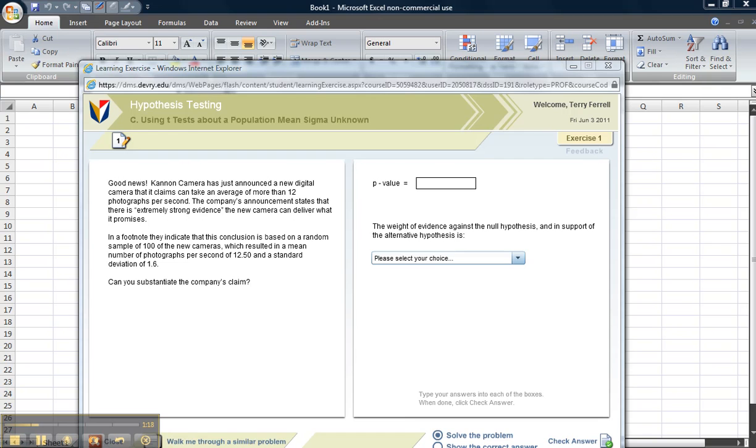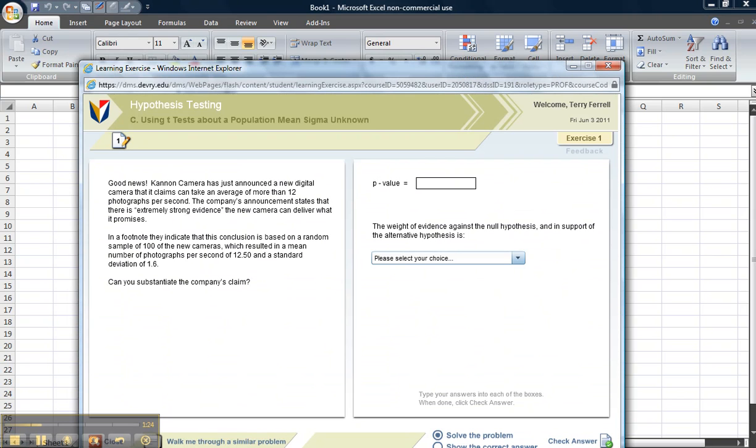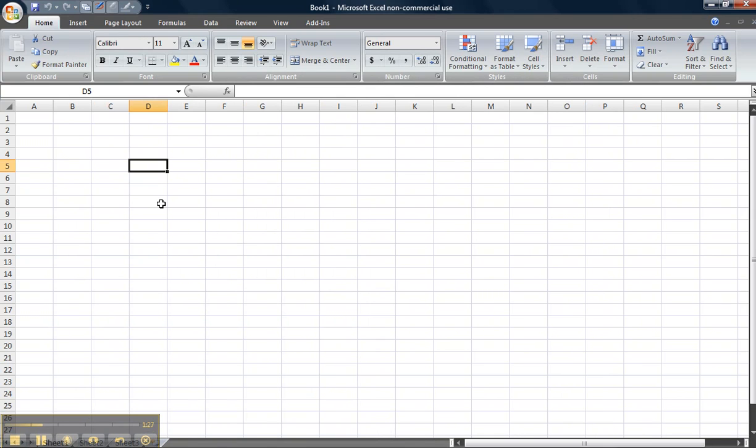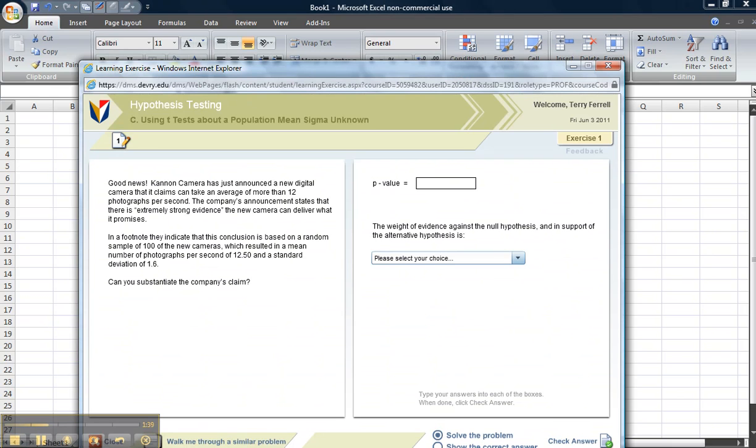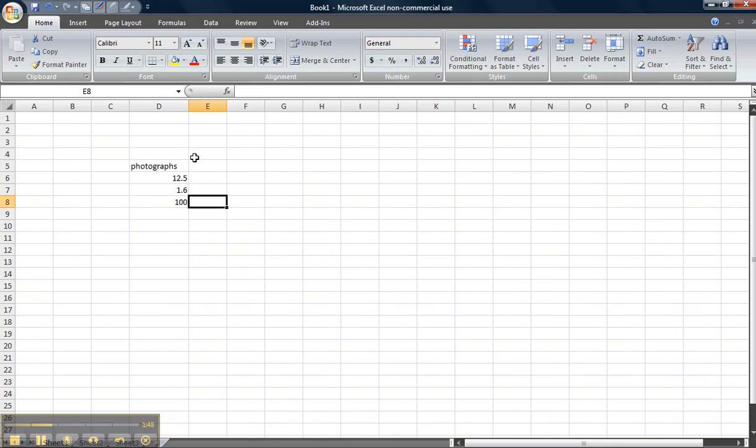Okay, so I go to Megastats. I'm going to type in my label. What are we dealing with? Photographs. So I can label this photographs. My mean was 12.5, this is from my sample. My standard deviation was 1.6, and my N was 100. Okay, that's what my label should look like, something like this.